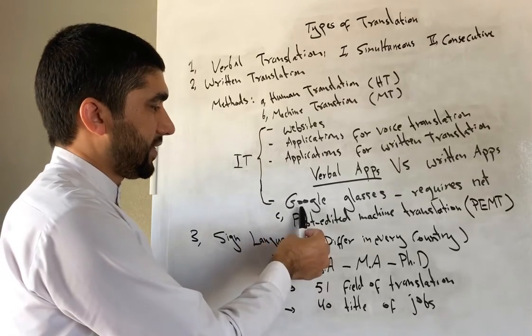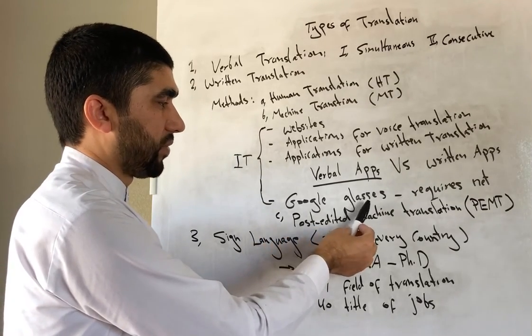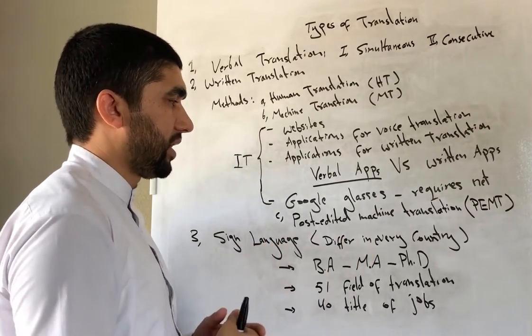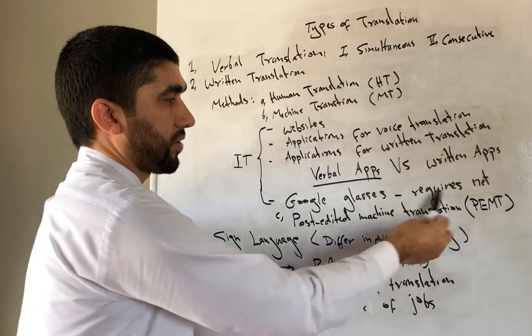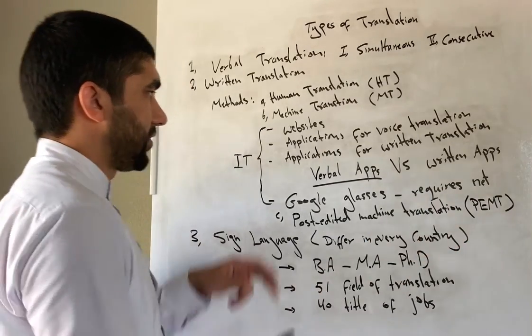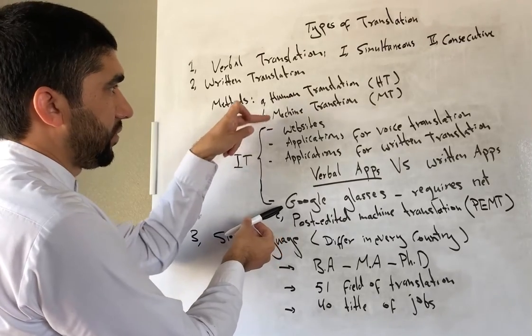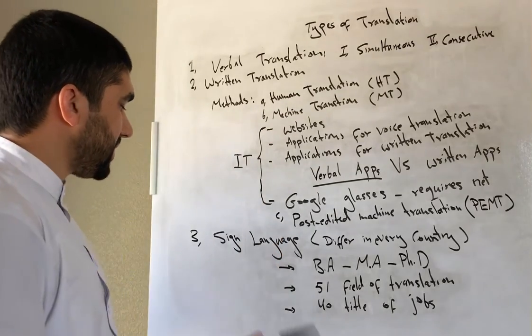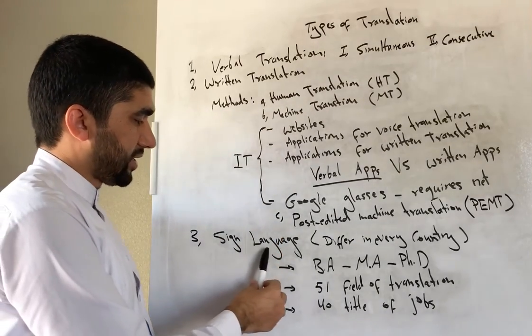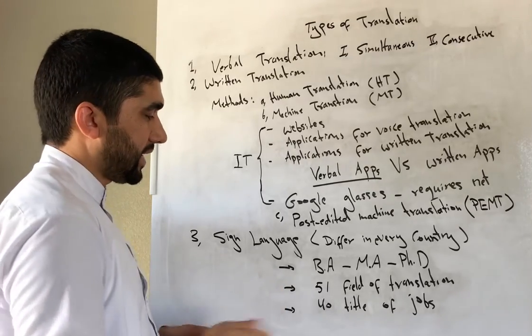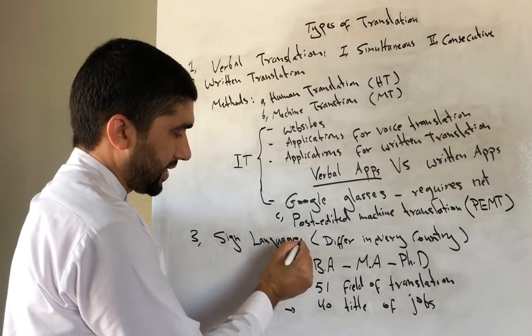And then we have another called Google Glasses. With this Google Glasses, it also helps you with translation, but it requires net or internet. So these were the IT or the technology with the machine translation. Now the third one is called sign language, right? With sign language, there is one point I need to mention.